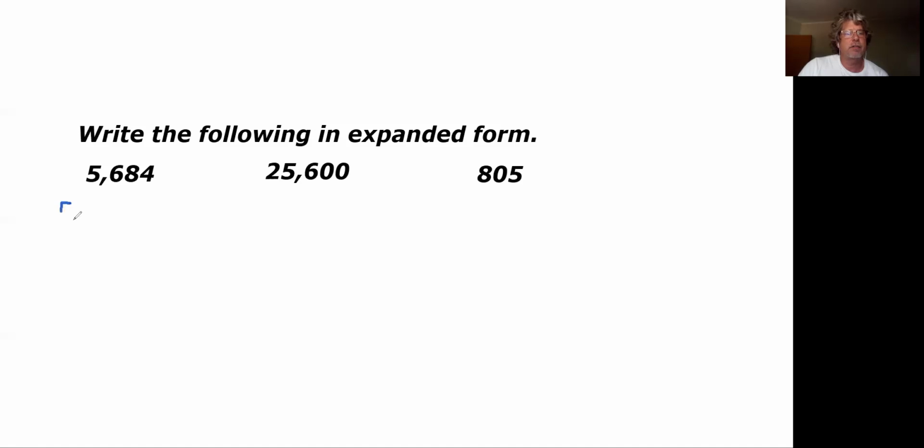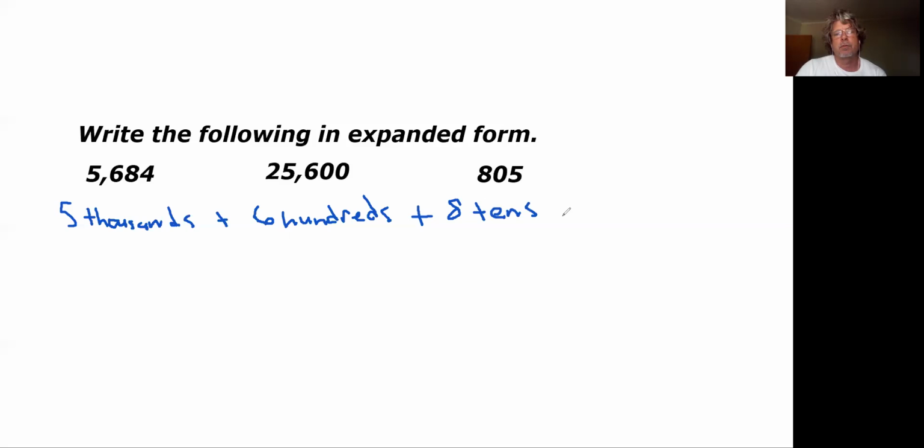We would say like 5,000s, and then we would say plus 600s, and then we would have plus 8 tens. And then plus, then we would have like 4 ones.